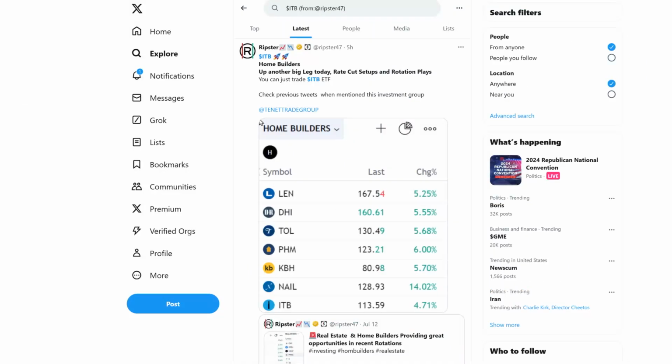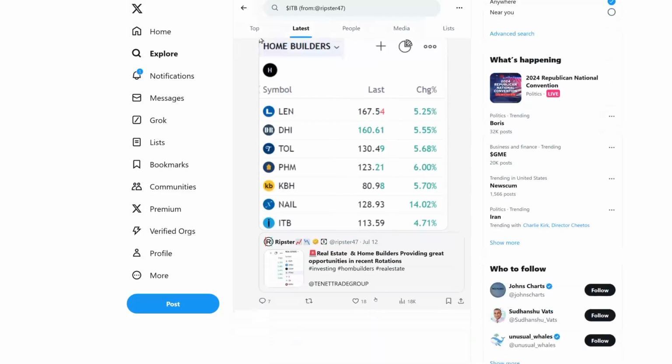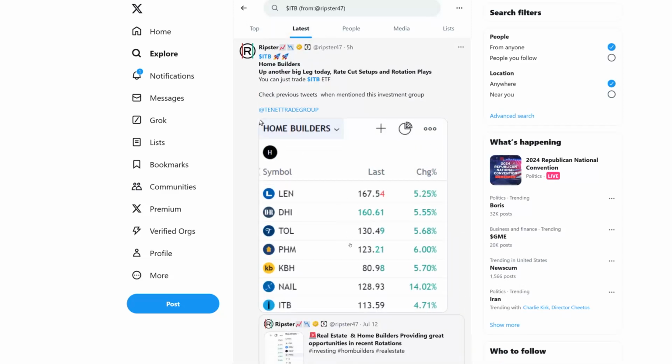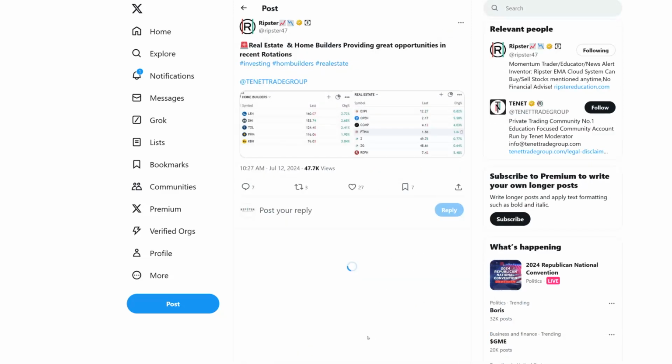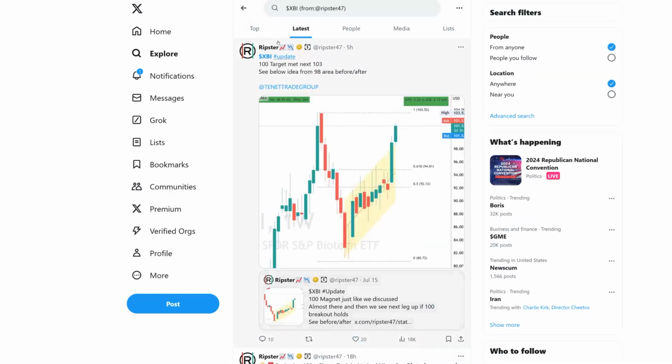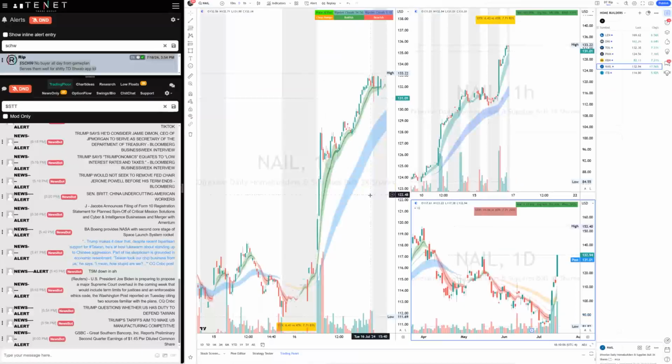Let me show you what I was talking about, the real estate and homebuilders. I talked about it on July 12th, right? All these were still great opportunities in the recent rotations. And look at what we have here. Homebuilders are up much higher since I talked about them. LEN was at 160, now it's trading at 167. DHI was lower and it's trading higher.